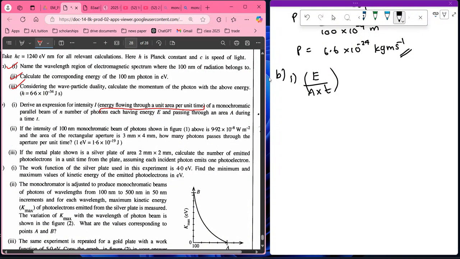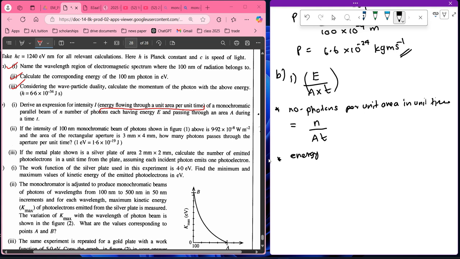So now I'll write in statements. Let's begin with writing statements. Number of photons through unit area during time t. Number of photons per unit area in unit time will be something like n divided by A t. So, energy of a photon.